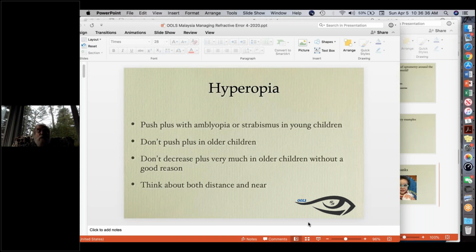The only time you might do that in an older kid is if there's a really good reason, like there is a development of intermittent esotropia or high phoria in these individuals, and you might want to use that as part of your therapeutic treatment to push more plus. And obviously, you always need to be thinking about differences between distance and near, a nice way of saying you need to be thinking about the role of accommodation.